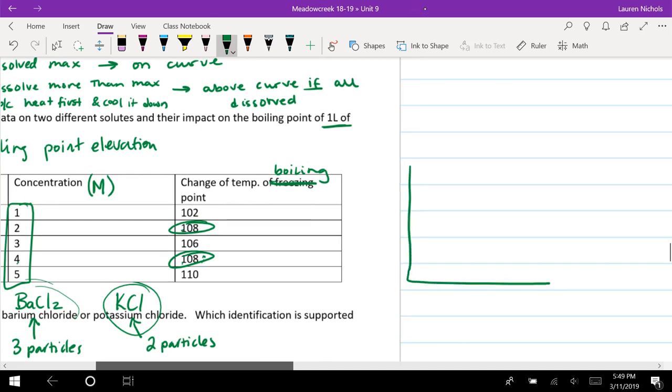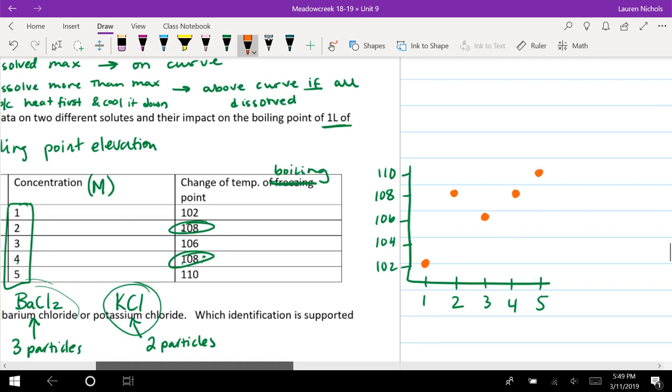So if we just do a little simple sketch, we put our concentration 1, 2, 3, 4, 5 on our x-axis, and we start at like 102. This is 104, 106, 108, 110. If we graph this, at a concentration of 1, it was 102. Concentration of 2, it popped up to 108. Concentration of 3, it was at 106. Concentration of 4, it was back at 108, and then concentration of 5 was at 110.